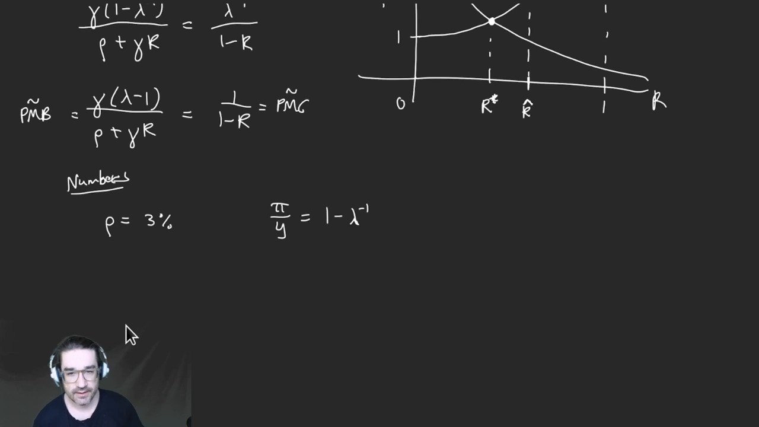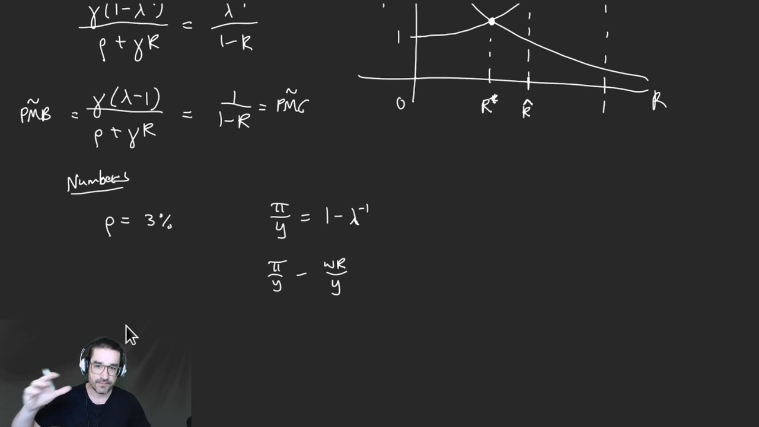Right. So if lambda is about 10%, this is also going to be about 10%. For small lambda, it's approximately linear. But then we could also think about pi over y minus WR over y, right? We could think about profit, which is pi minus WR. So that's production profit minus whatever you're paying, over time, in research.